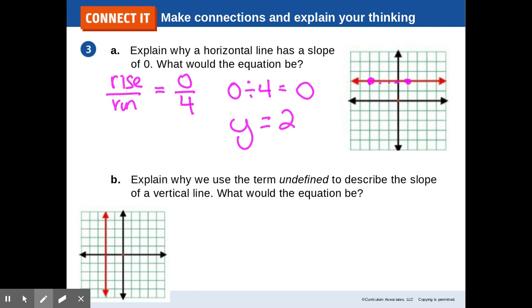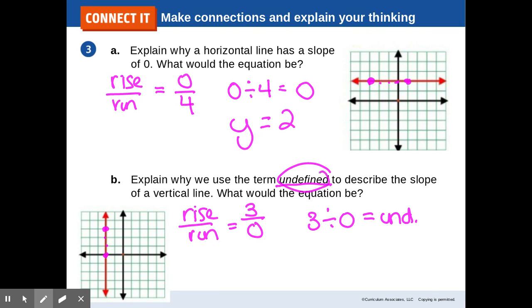Now, explain why we use the term undefined to describe the slope of a vertical line. Again, let's pick 2 points. We're doing a rise over run. So I rise 1, 2, 3, and I run 0. If I were to put in my calculator 3 divided by 0, my calculator would tell me this word undefined. So that is why my slope is undefined in this case, because you can't divide a number by 0.